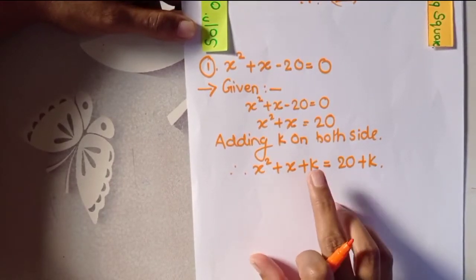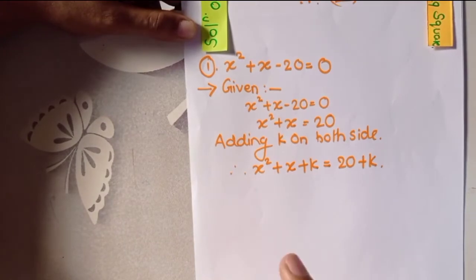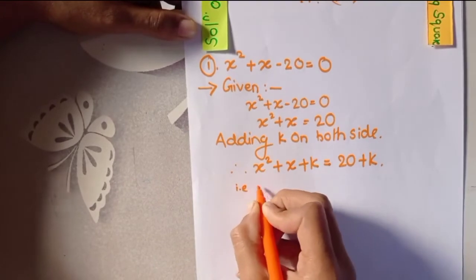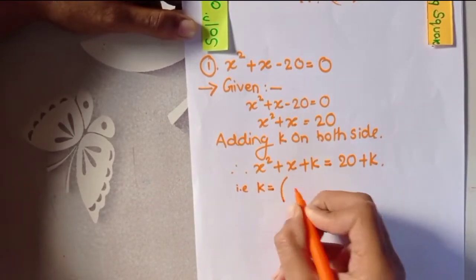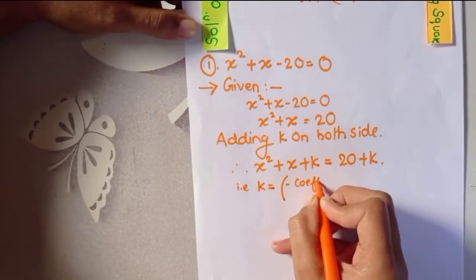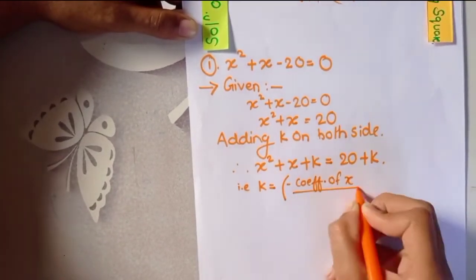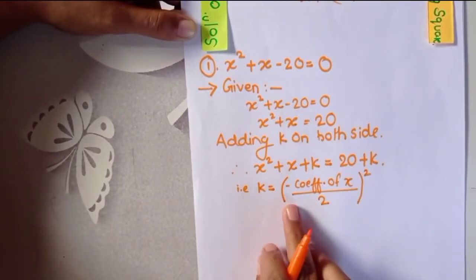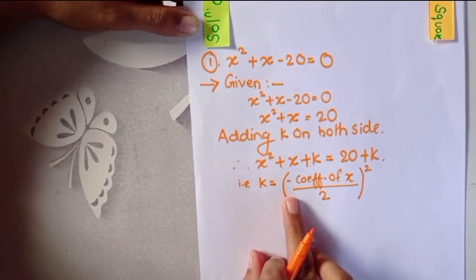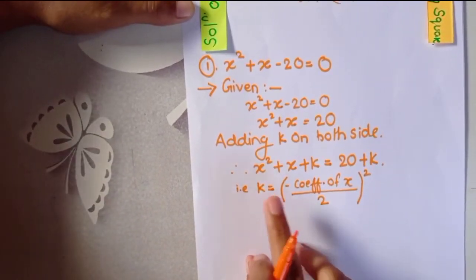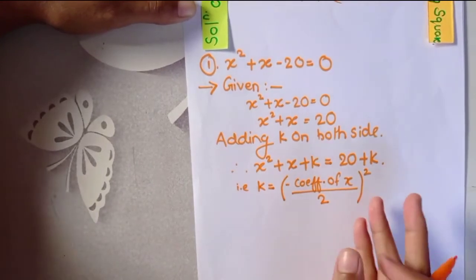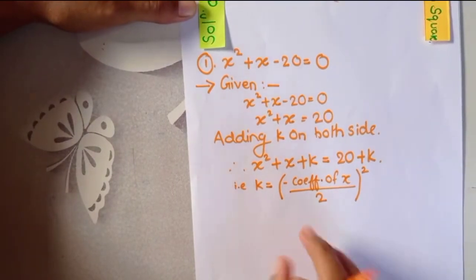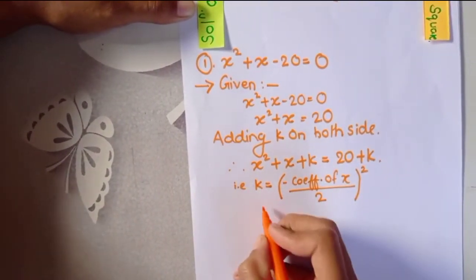For finding the value of k, there is a trick. I will give you the direct formula: k is equal to, in brackets, minus coefficient of x by 2, whole square. This is a very important formula you have to remember. You can also find the value of k by different methods, but by this shortcut method you can find the value of k directly.